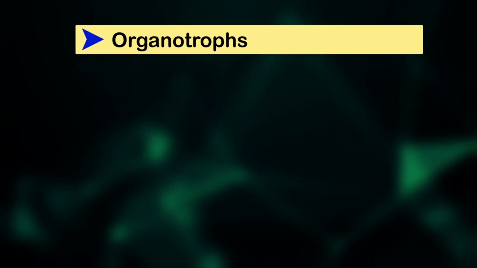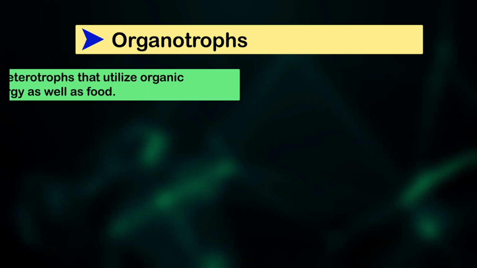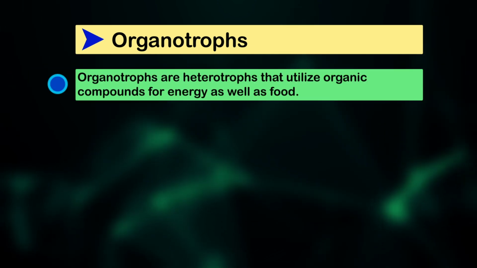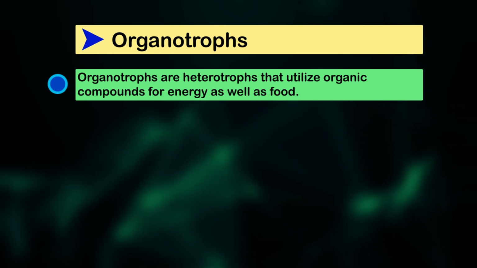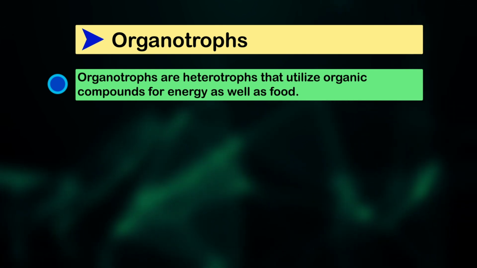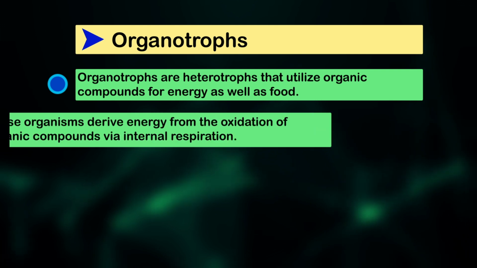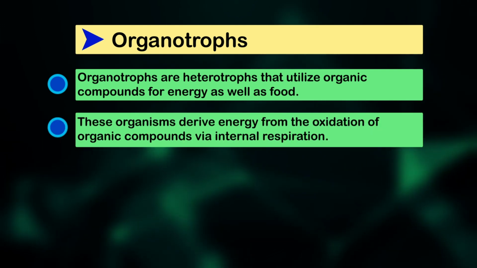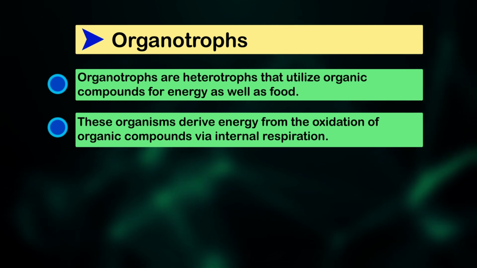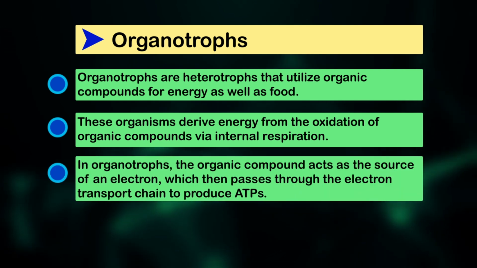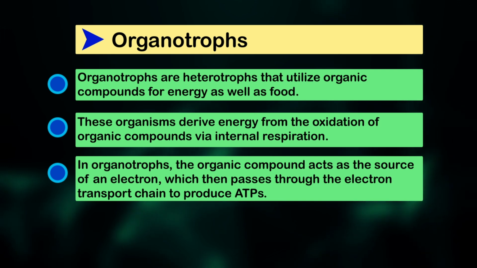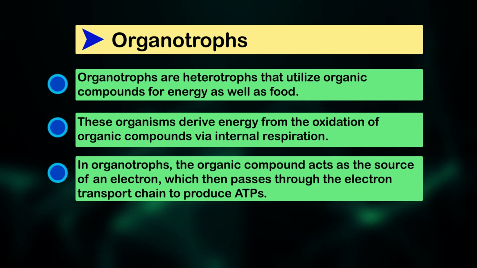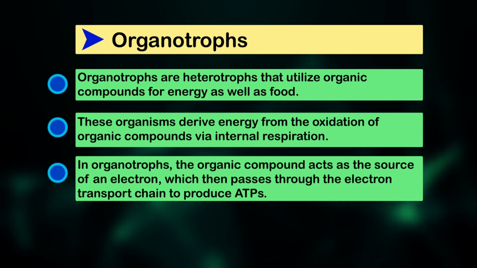So, the number one is organotrophs. So, what is an organotroph? They are nothing but heterotrophs which utilize organic compounds for energy as well as food. They derive energy from the oxidation of organic compounds via internal respiration. In organotrophs, the organic compound acts as the source of electrons, right?